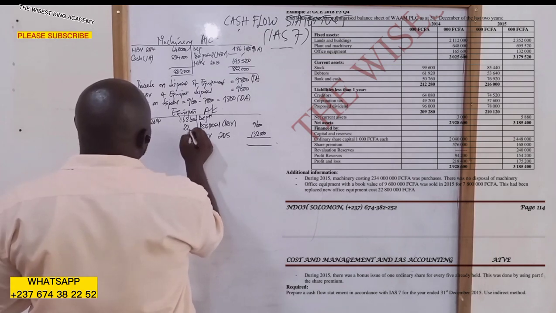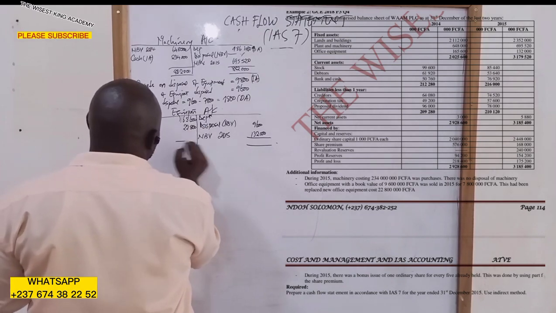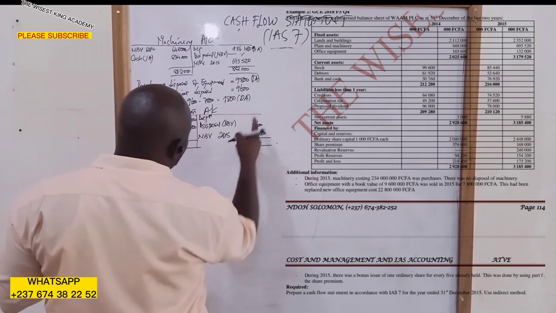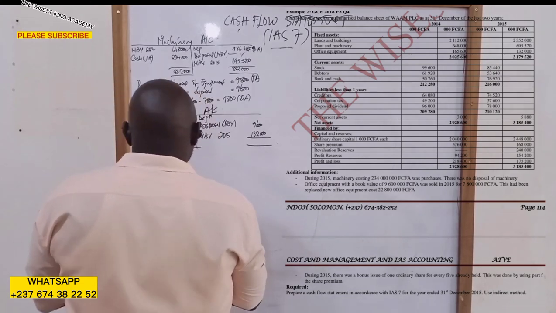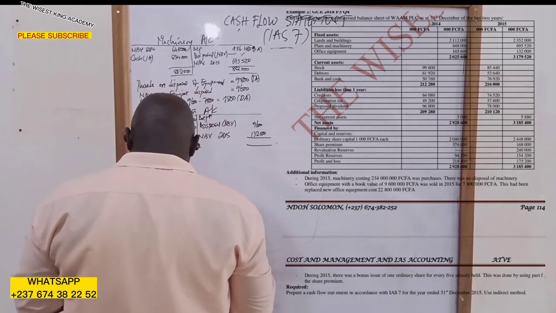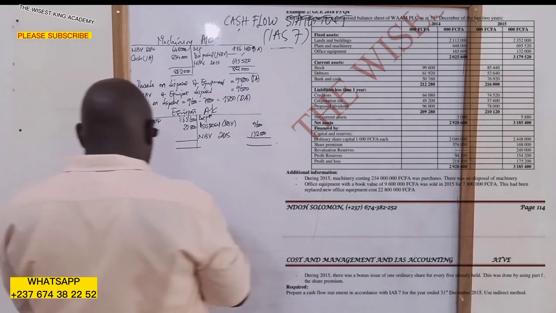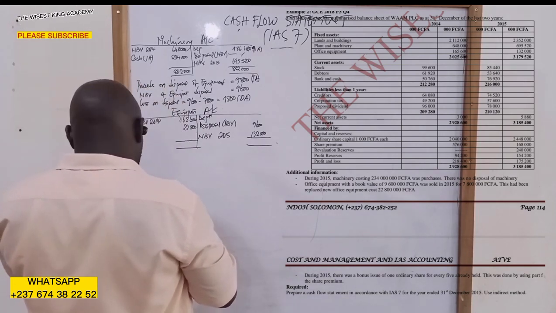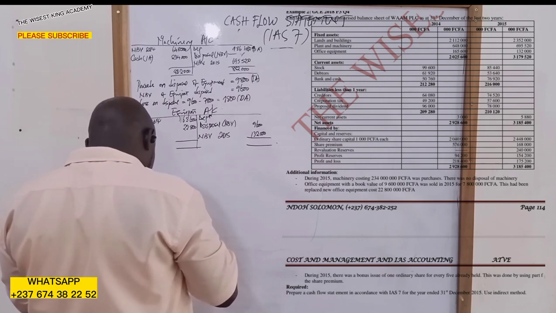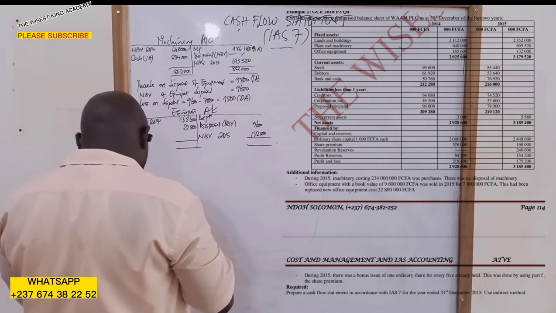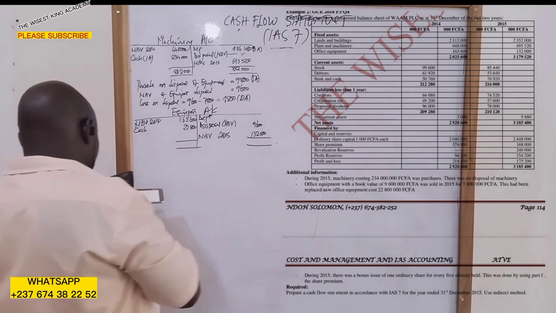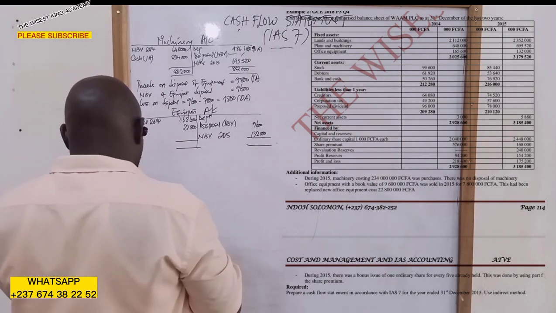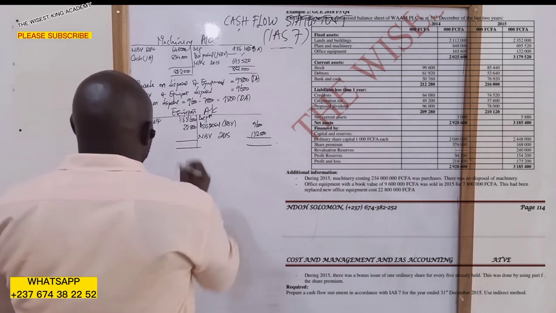22,800. So this must balance, and the difference will give us the value of depreciation. So 165,600 plus 22,800 is 188,400.